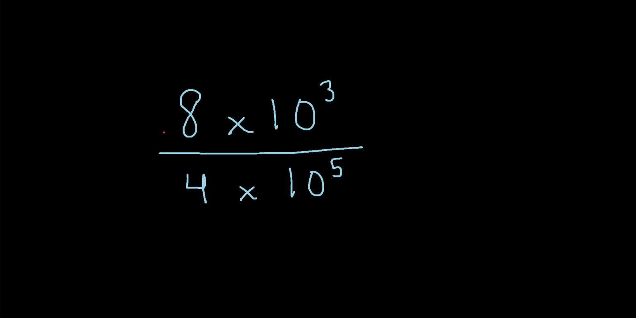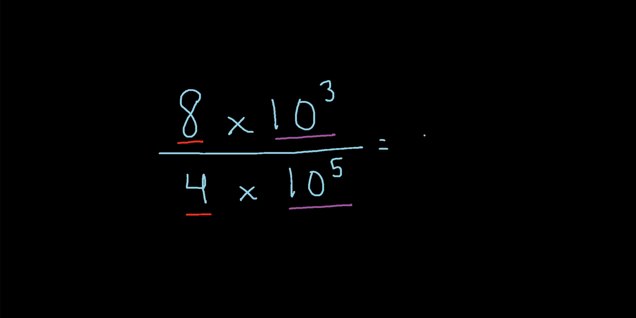All right, let's try another example. We have 8 times 10 to the 3rd divided by 4 times 10 to the 5th. So we'll use the same process that we did in the previous example, where we take the coefficient in the numerator and we divide it by the coefficient in the denominator. And then we take the number that has a base 10 in the numerator and we divide it by the number that has base 10 in the denominator. So let's see what we get.